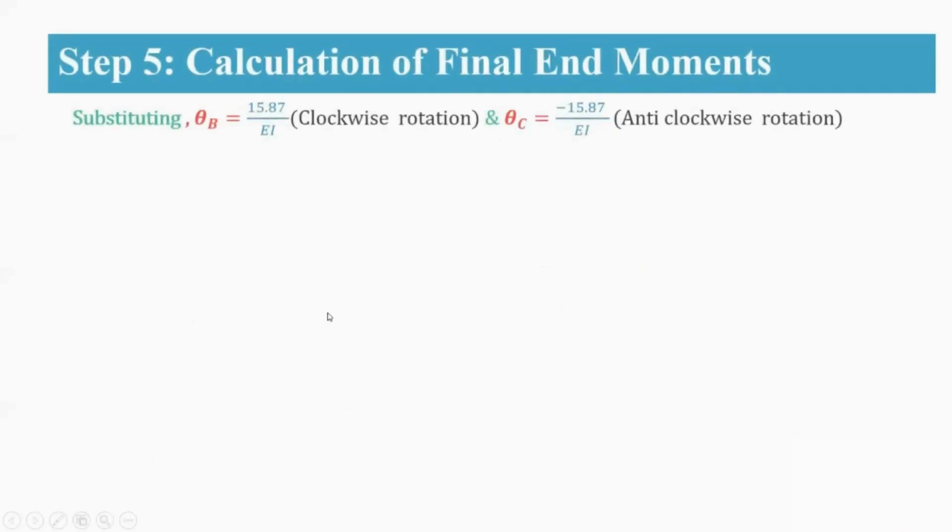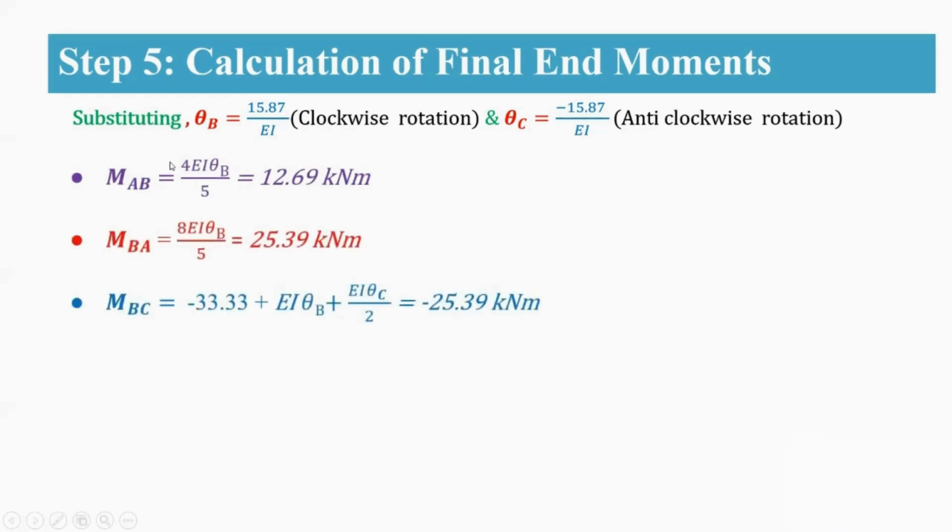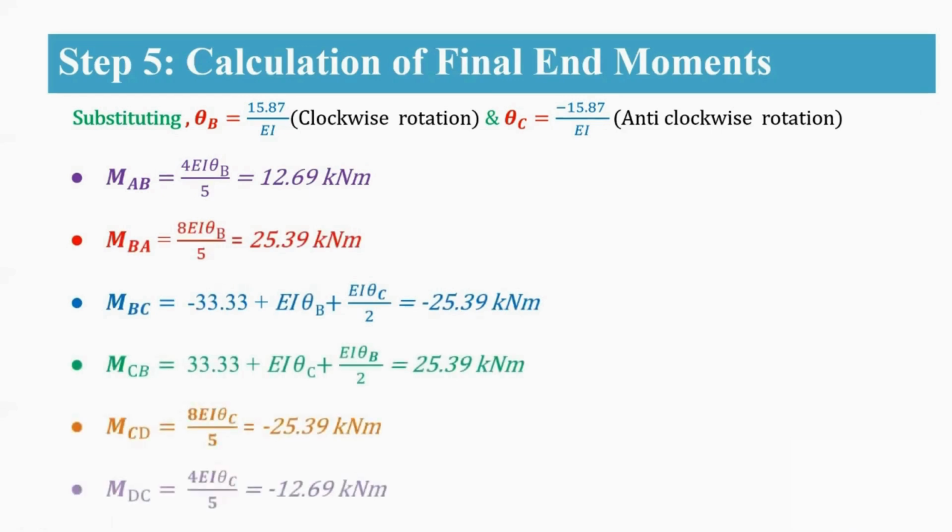Now coming to the calculation of your final end moments. By substituting these theta B and theta C in the following end moment equations, we are going to get your final end moments. So these are your final end moments. MAB is plus 12.69 kilonewton meter. MBA is plus 25.39 kilonewton meter.